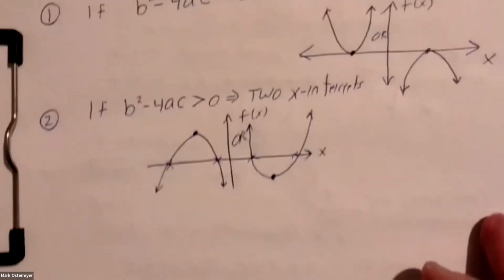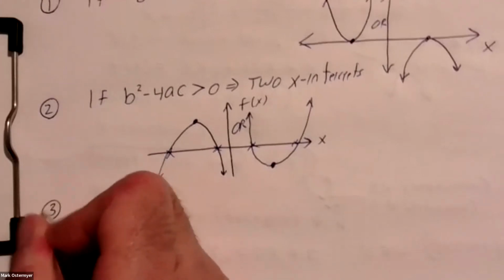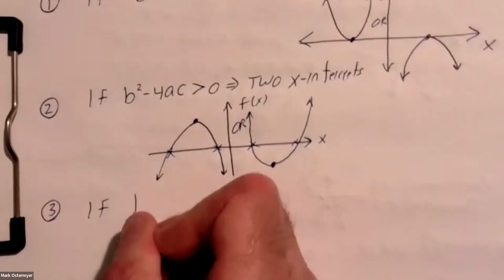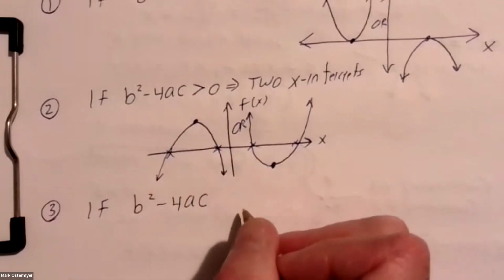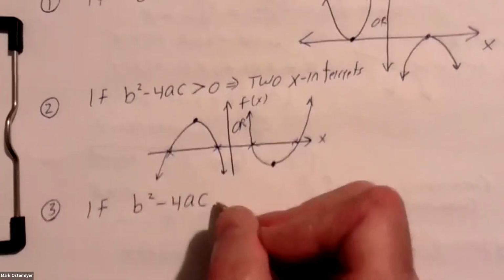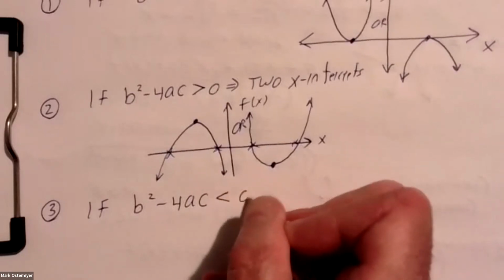But there's one other case, ladies and gentlemen. And what do you think that other case is? What if our discriminant is not equal to 0? It's not greater than 0, but it might be what? What if it's less than 0?